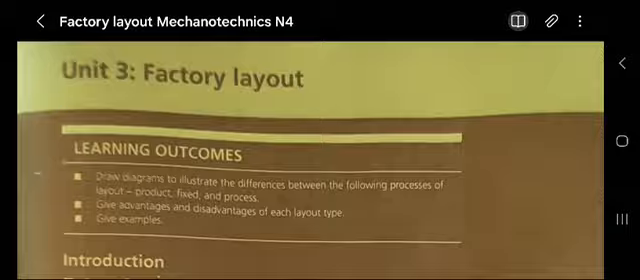Today we'll be dealing with factory layout. We're still under Mechanotechnics N4, right?